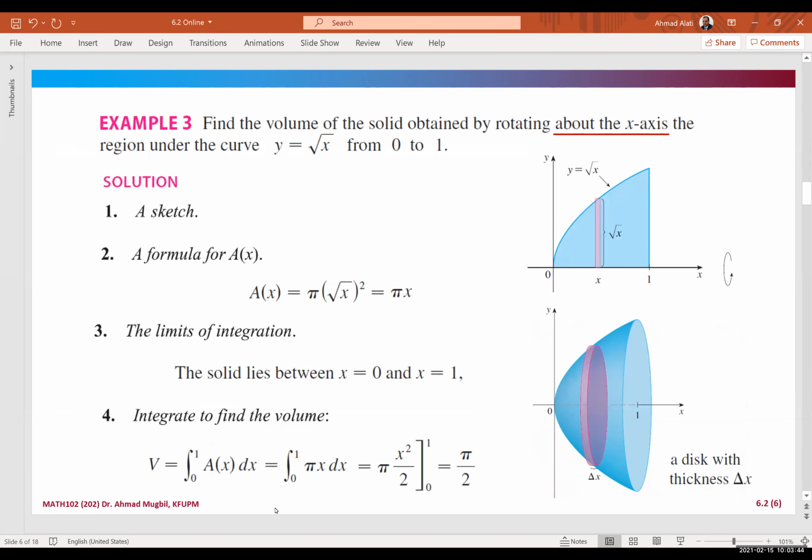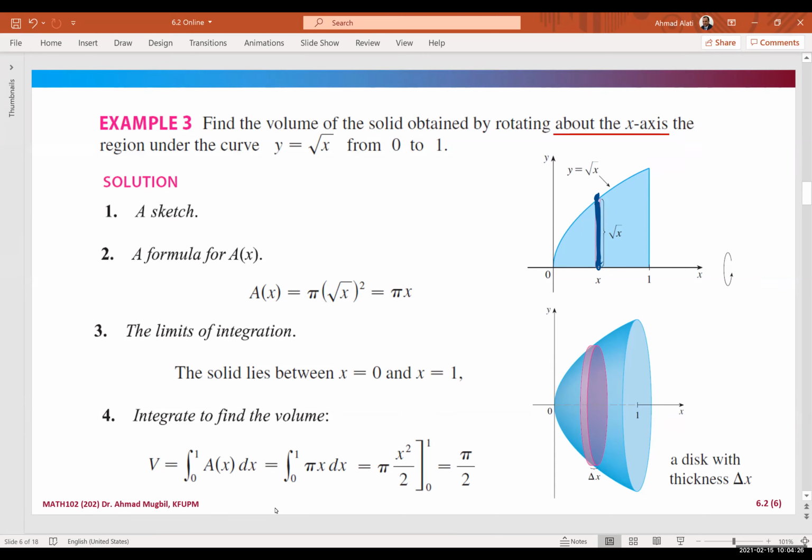And for example, this is an example. You have a region rotated about the x-axis. You need just to find the radius here. What is the radius? It is the distance between the curve and the axis of rotation. What is good here? We have a disk, when the axis of rotation is one of the boundaries. Notice, the region here is bounded above by square root of x and bounded below by y equals 0, the x-axis. And this x-axis is the axis of rotation. So in this case, the cross section will be a disk.